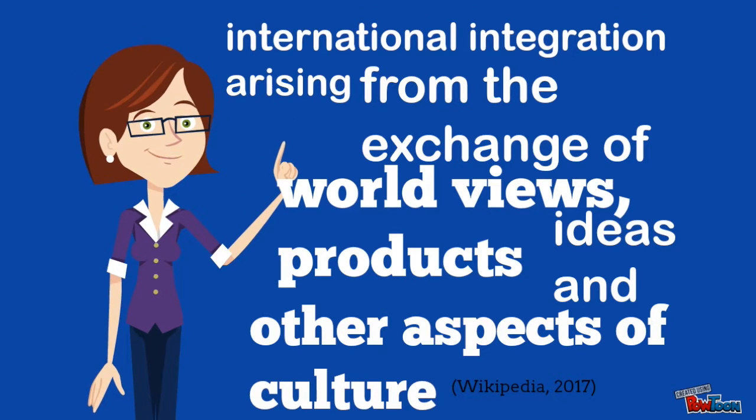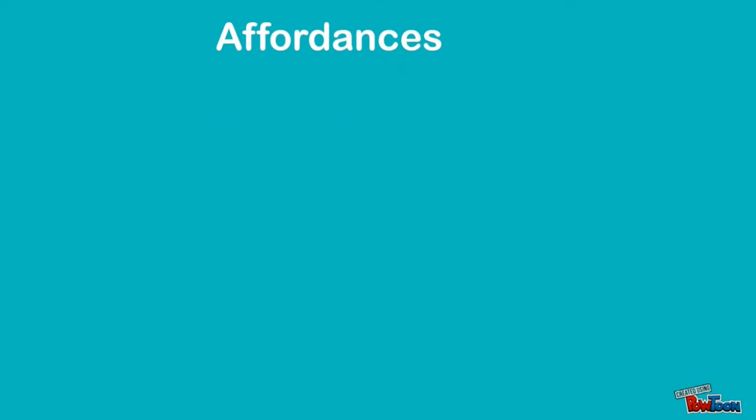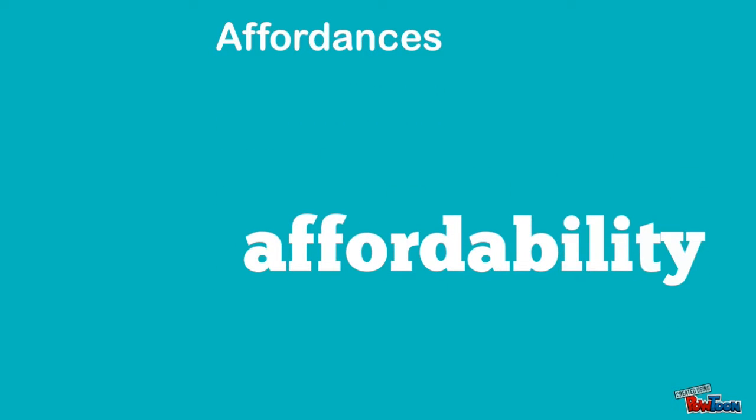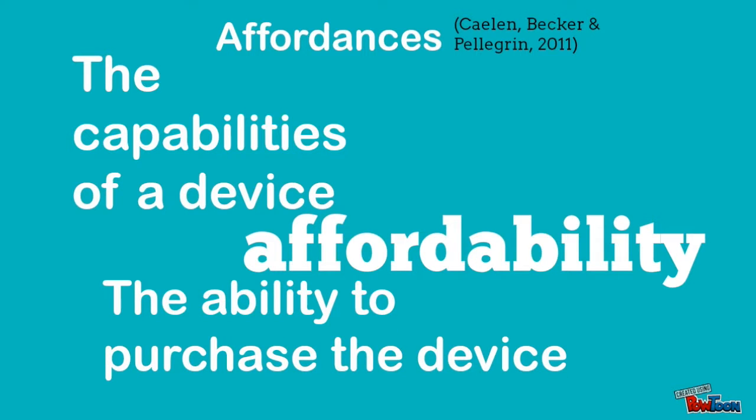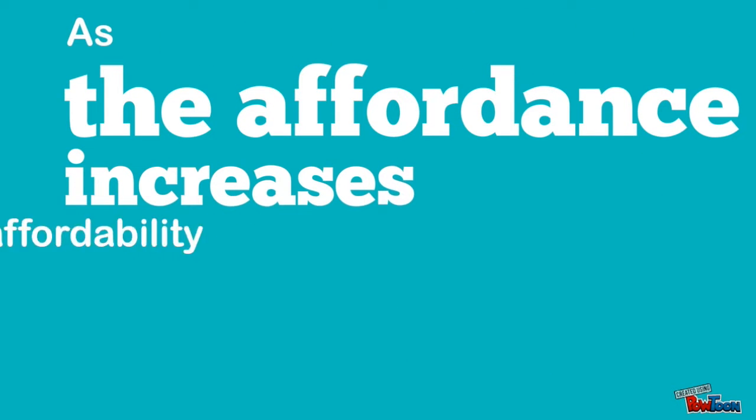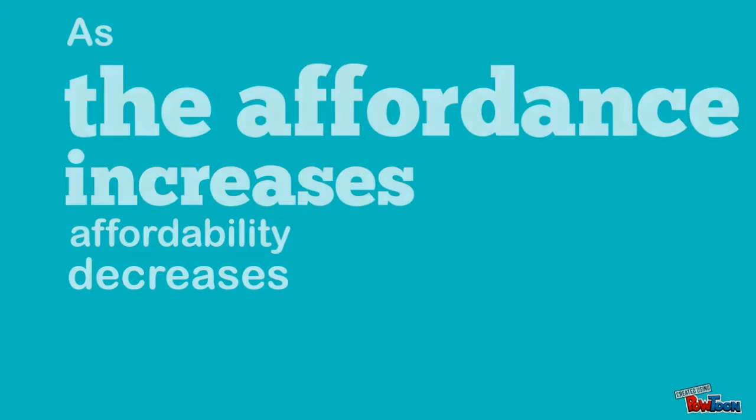economic and cultural activities. Another global trend would be the relationship between affordances and affordability. Affordances, or the general capabilities of an item, work inversely to affordability, the ability to buy this item. Hence, as the affordance increases, the affordability decreases. So let's jump straight into it.